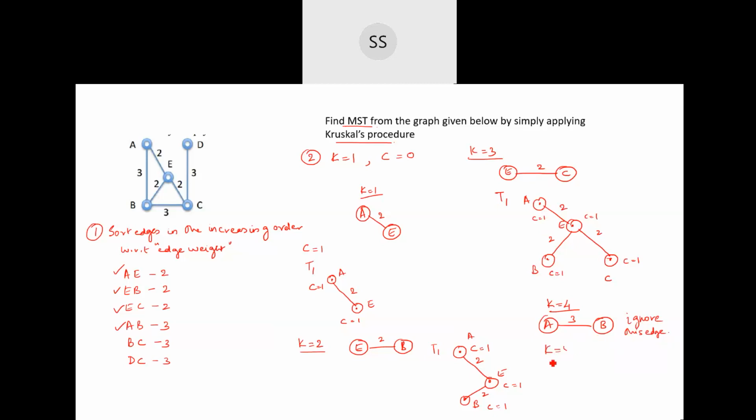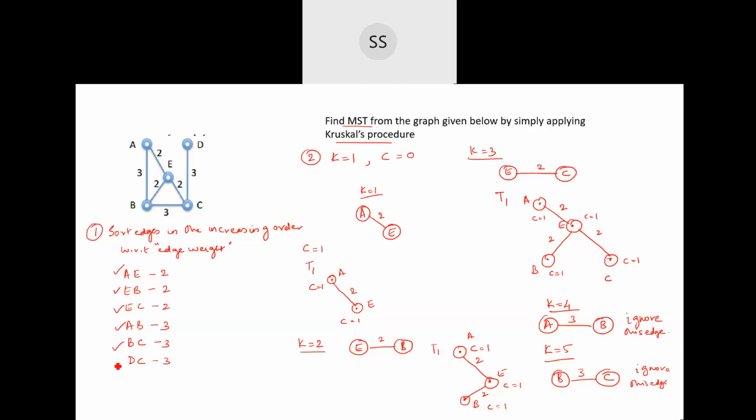Then you take the next edge, k is equal to 5. Which one do you take? That is BC. You're going to take B and you're going to take C. So again, when you check BC, which has a weight of 3, they belong to the same tree. So I'm going to ignore this edge because they belong to the same tree.